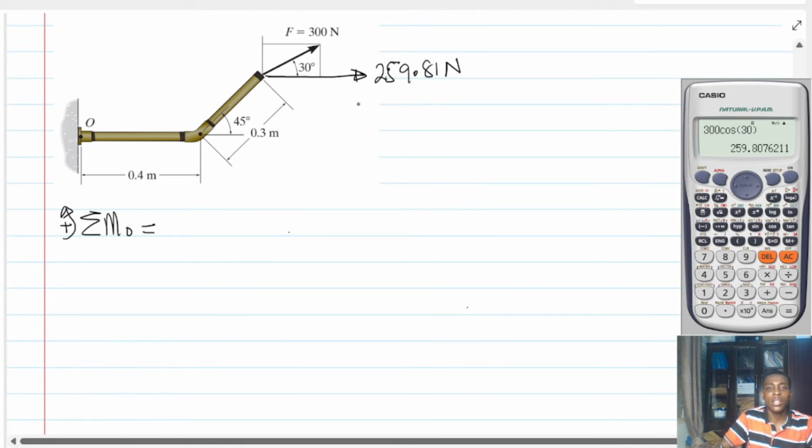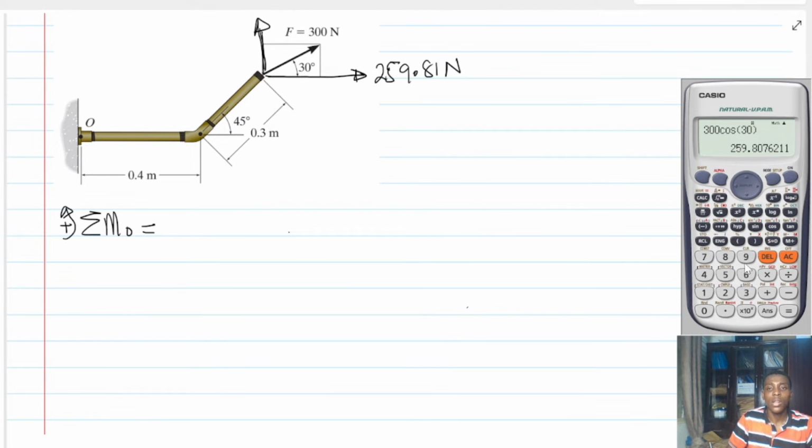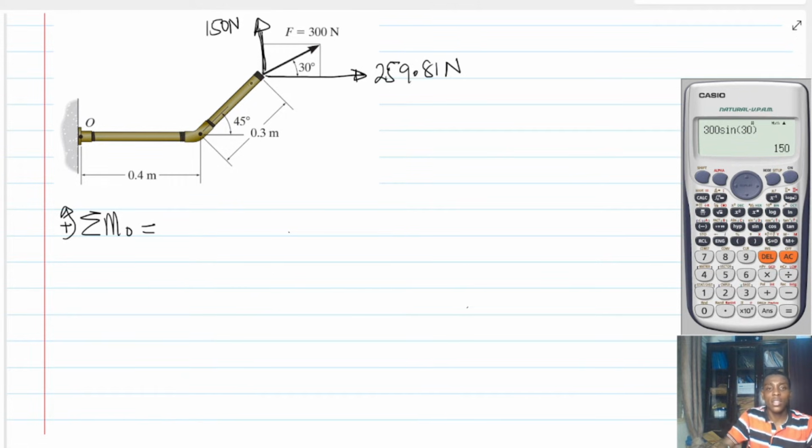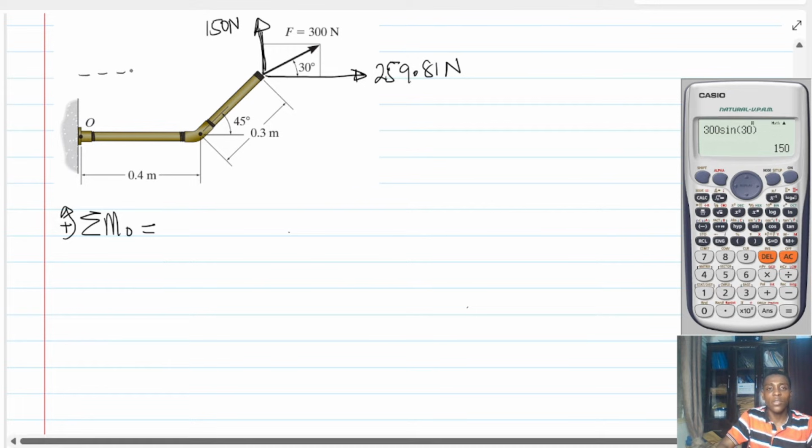259.81 newtons. And the Y component is going to move in this direction, and is given by what? 300 sine 30, and that is 150. Is that right? Okay. So now we use the principle of transmissibility. The line of action of this force is here. Is that right? Then the line of action of the 150 Newton force is in this direction.